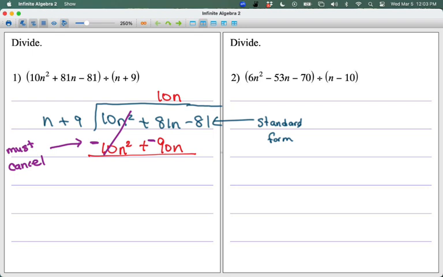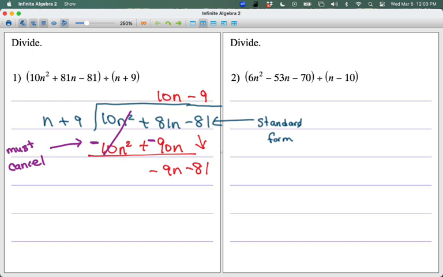And then we have this one right here, which will become negative 9n, and then we bring down just like before. We do the same thing we did before. n times what gives me negative 9n? And that will be negative 9. We're writing it above its like term.